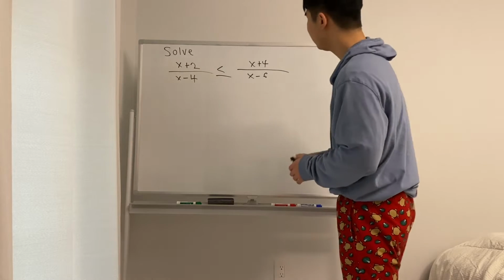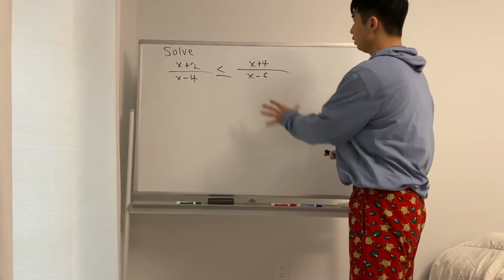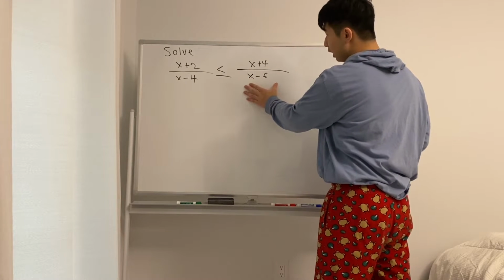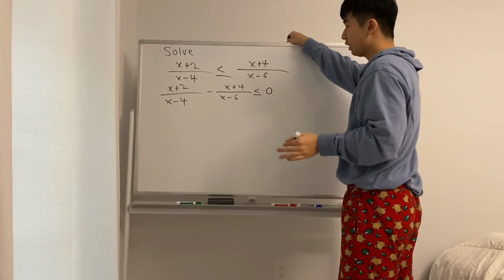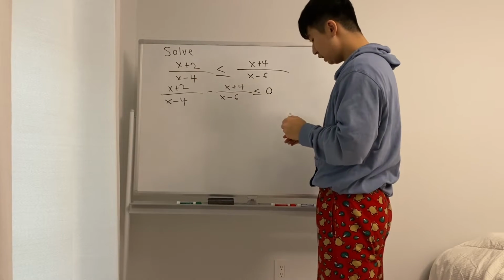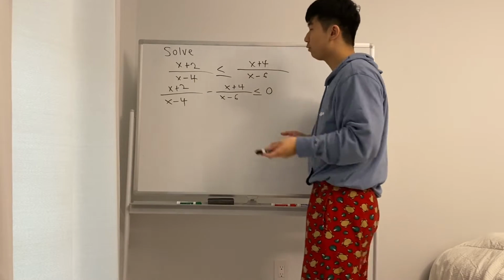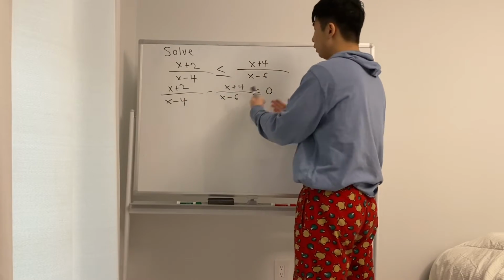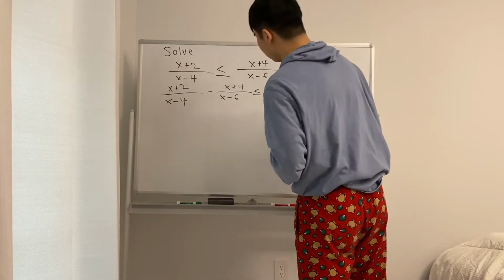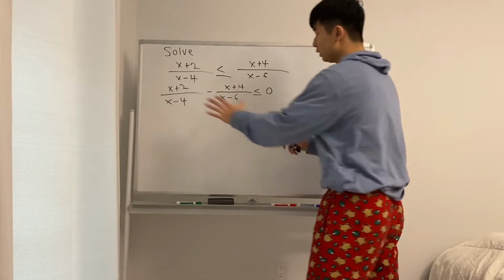So basically, the first thing I'm going to do is take this side and move it to this side. At least for the time being, we have to figure out when is the expression less than or equal to 0 on a graph. So the first thing you want to do is simplify this.